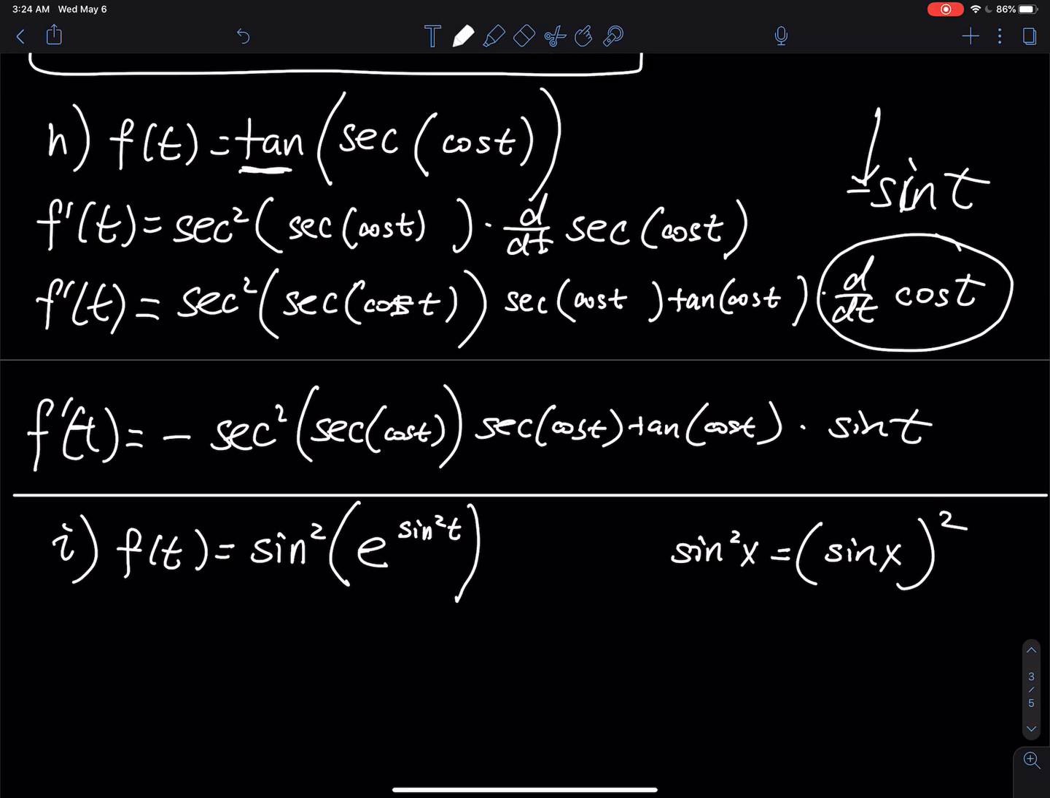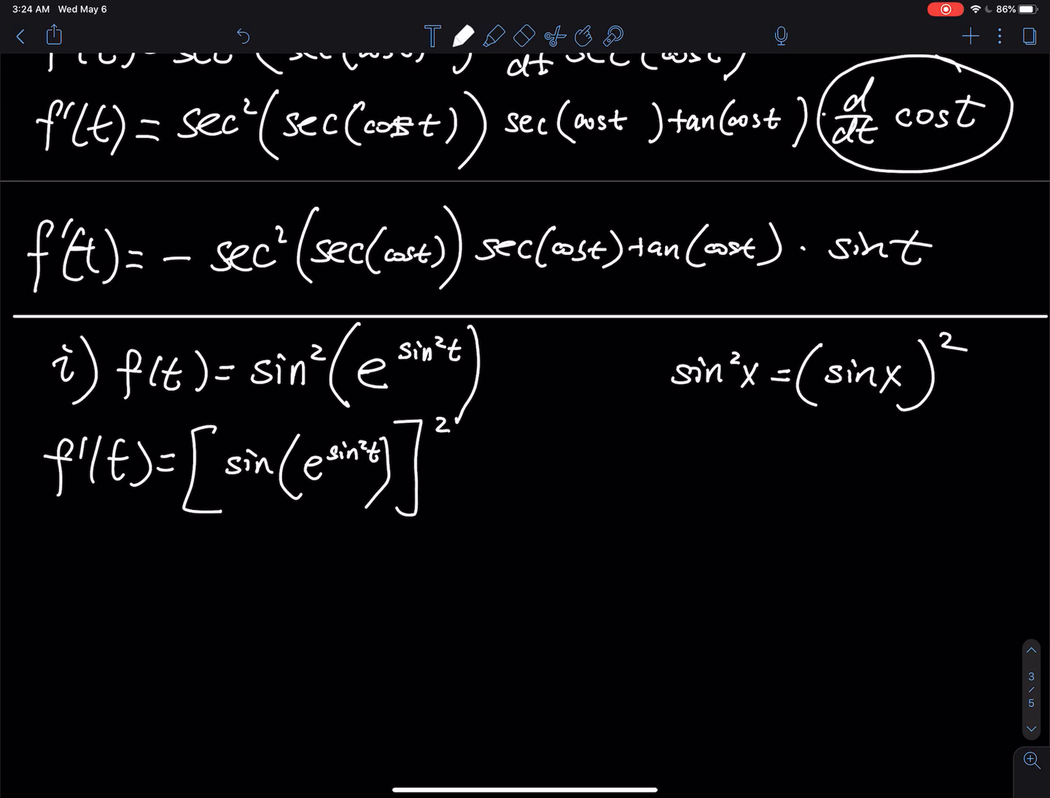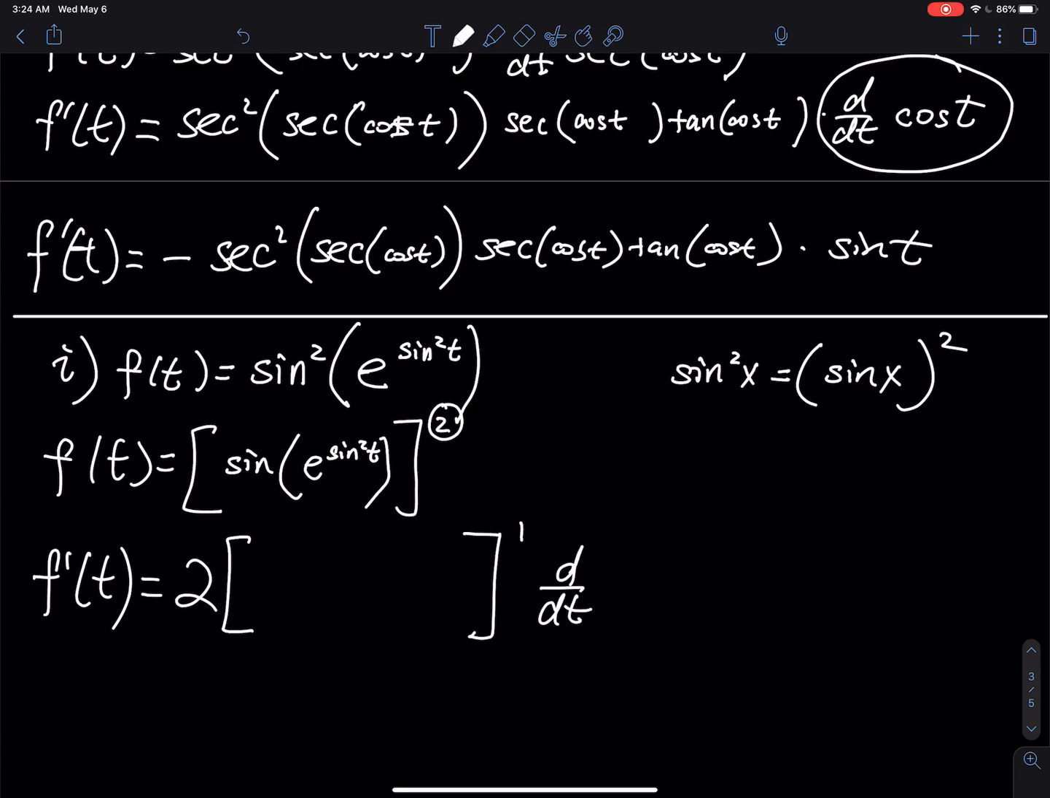All right, so this one is f prime of t. So let's draw a square bracket so we can put the square outside. So you have sine of e of sine square t. So the first step is you bring the 2 down, these 2. I haven't started the derivative yet. So this is my first line of my derivative. So 2 to the first power, and then you take the derivative of everything inside the square bracket.